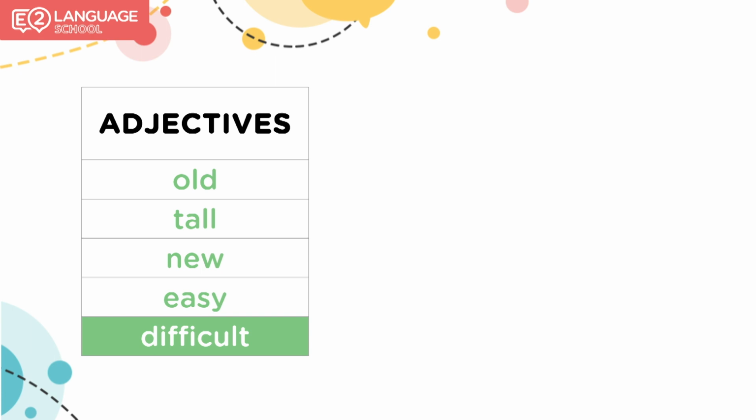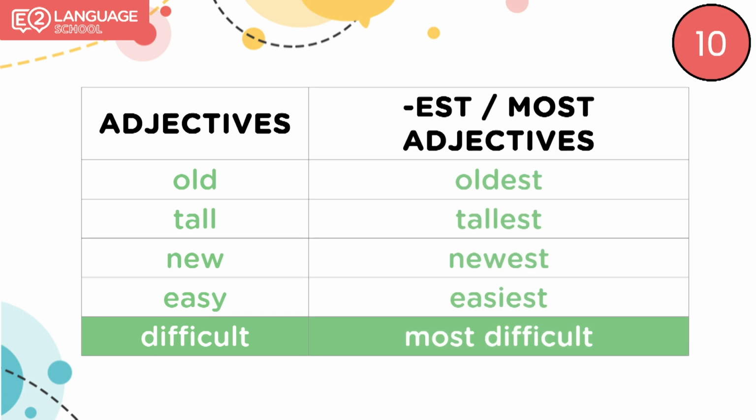On the left side of your screen, you'll see a list of adjectives: old, tall, new, easy, and difficult. Now I'm going to show you the superlative form of the adjectives. In this class, I'm going to describe superlative adjectives as est adjectives and most adjectives. What I would like you to do is look at the differences between these two types of adjectives. You've got 10 seconds.